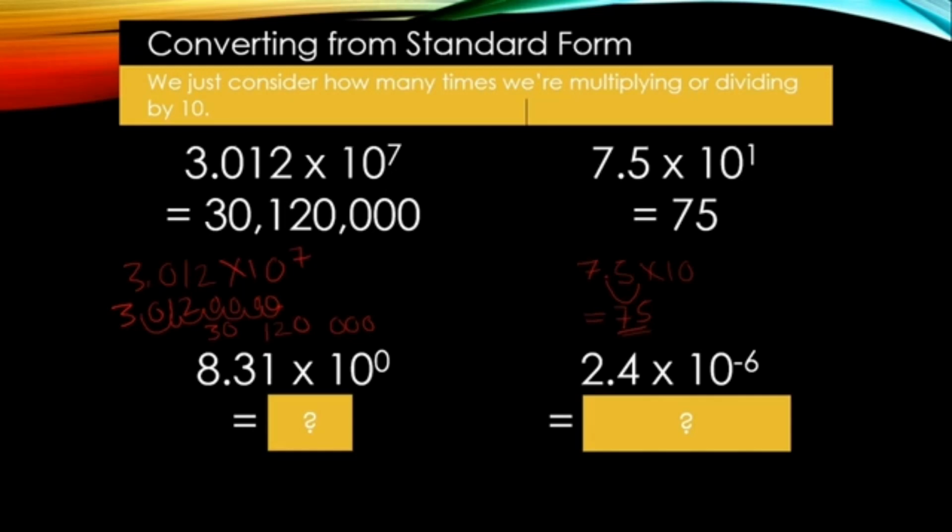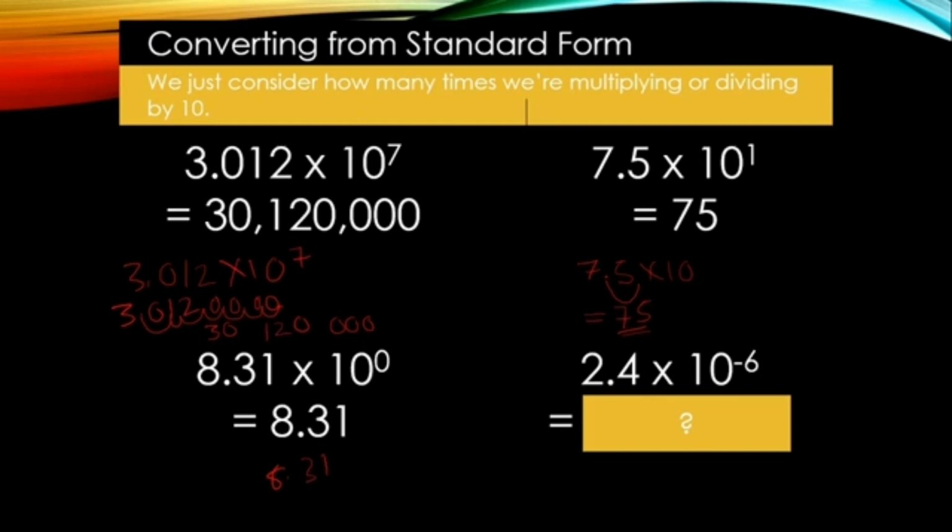Let's look at the other one. 8.31 times 10 to the power 0. So we're not moving any places because the index is 0. So this number just remains 8.31. Let's check. Yes, our answer is 8.31.